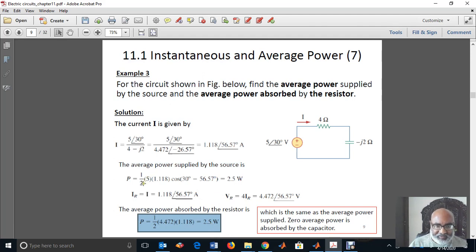Now, we see the power supplied by the source is equal to the power absorbed by the resistor: 2.5 watt, 2.5 watt. Why? Because the capacitor does not absorb power, only the resistor will dissipate it. So the average power supplied by the source is equal to the power absorbed by the resistor, and zero average power is absorbed by the capacitor.